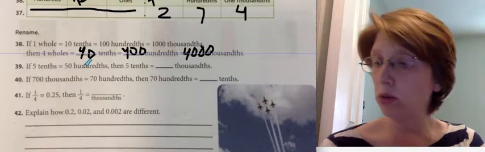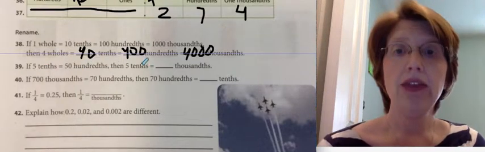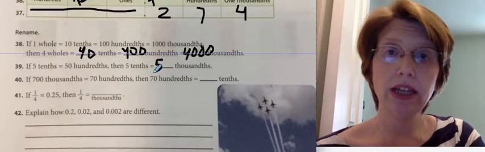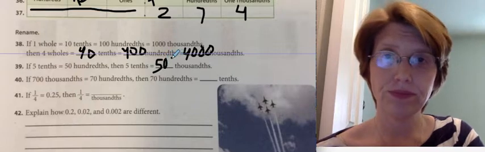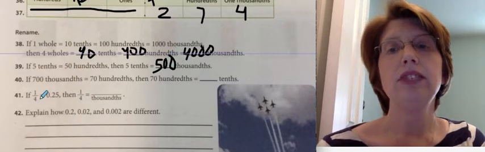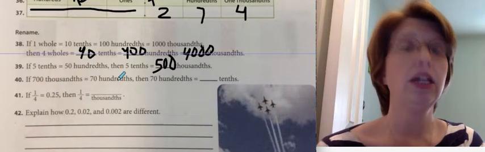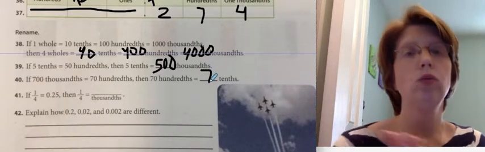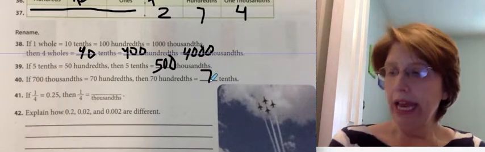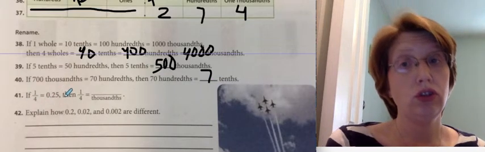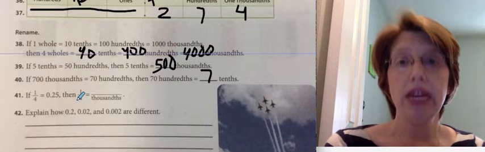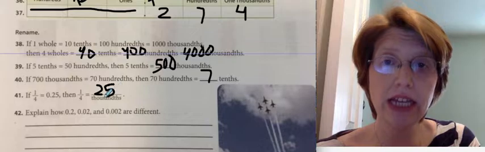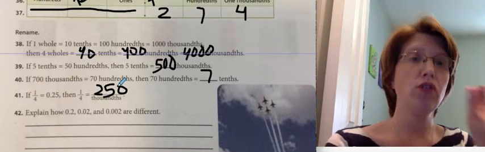If 5/10 equals 50 hundredths, then 5/10 equals 500 thousandths. If 700 thousandths equals 7 hundredths, then 7 hundredths equals 7 tenths. We went backwards on that one. If 1/4 equals 25 hundredths, then 1/4 equals 250 thousandths because I'm just moving over one place.